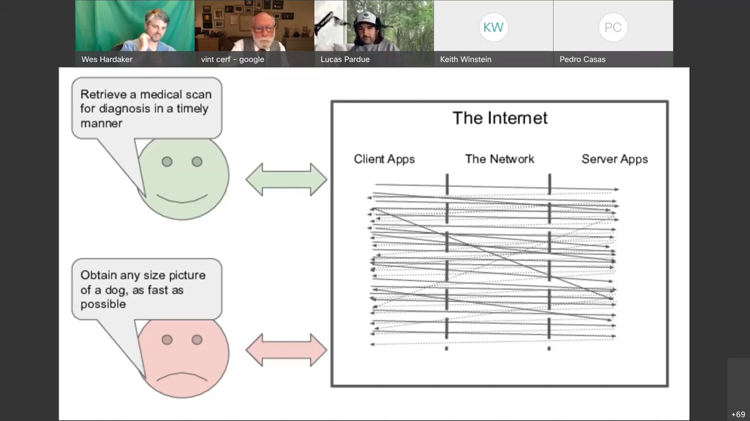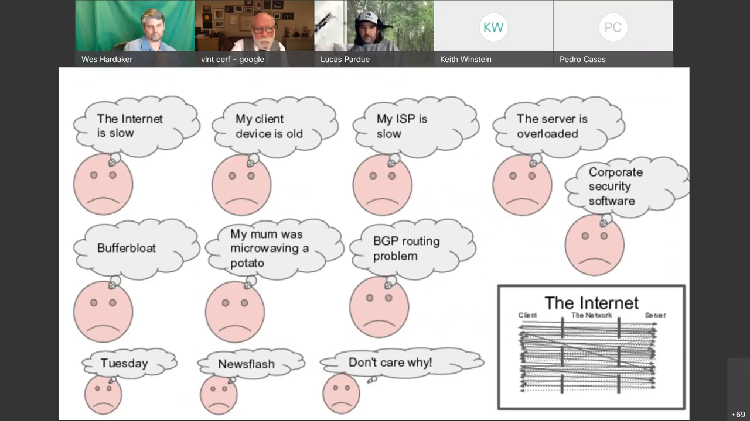So we've got two examples of users. One's happy, one's sad. If we go to the next example, the chap who couldn't load the picture of his dog, what's he going to think? This magic box of the internet, is it slow? Why is this happening? Is it my client? Is it my ISP? Is the server overloaded today? Is my corporate security software playing up? They're probably unlikely to blame bufferbloat because they don't know what that is. They might say their mum's microwaving a potato. I don't know. Stuff happens.